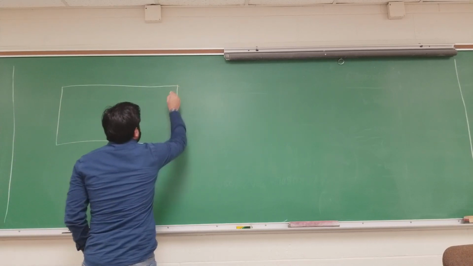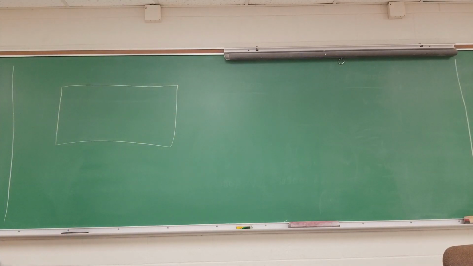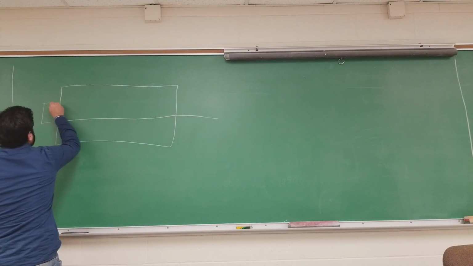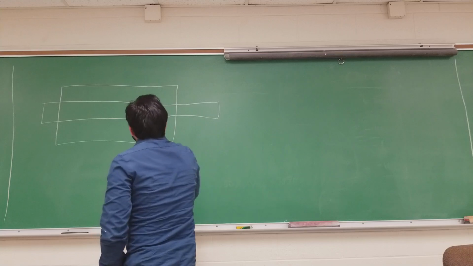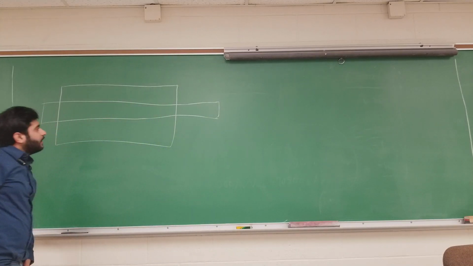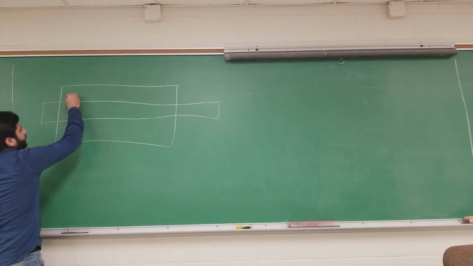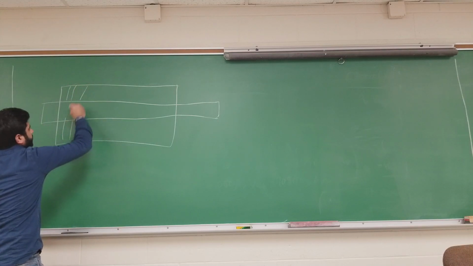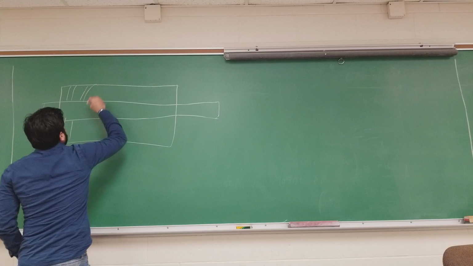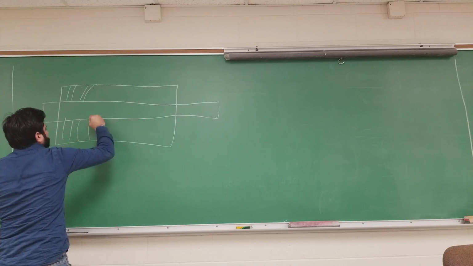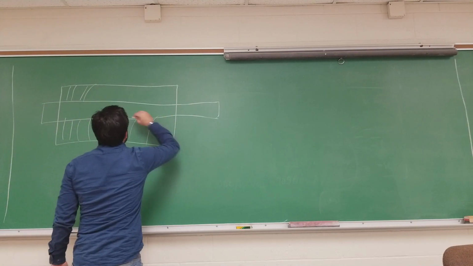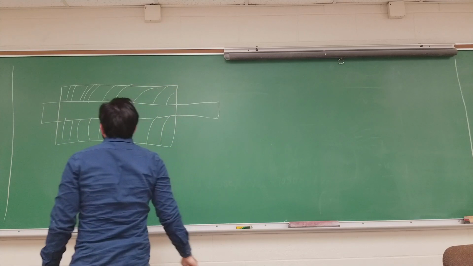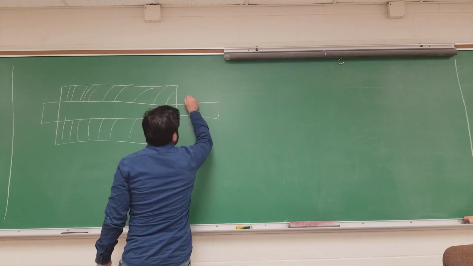For instance, this is your winding and this is your armature which moves back and forth. So we have windings. These coils are like this, goes from here all the way around. And this moves back and forth.